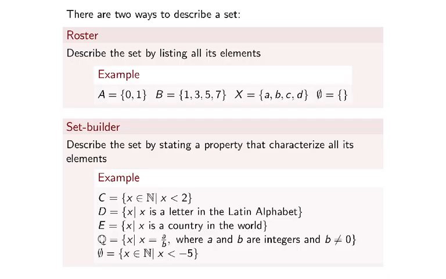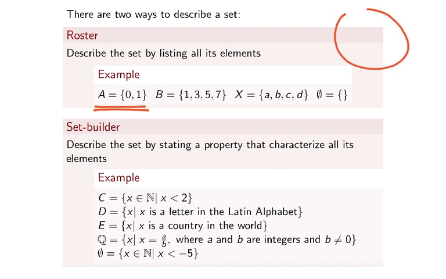There are two ways to describe a set. We are going to describe by using roster notation or set builder one. Roster is when we actually list all the elements of the set, and this will be the notation for that. You put the name of the set equal to braces, start to list the elements, and close the braces.